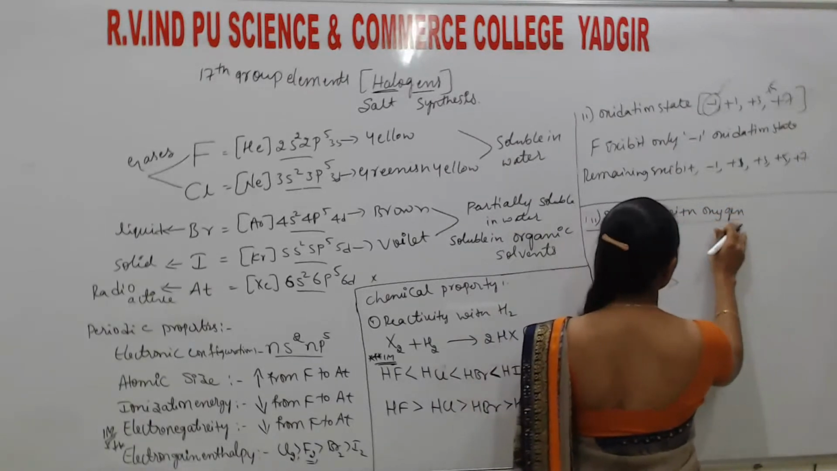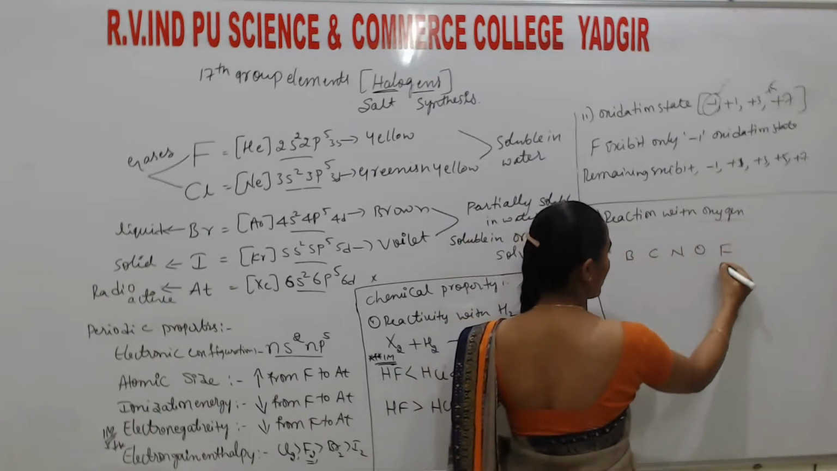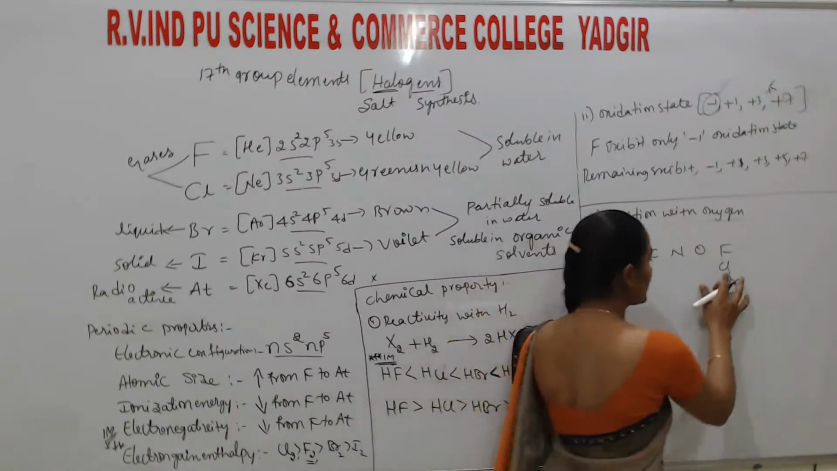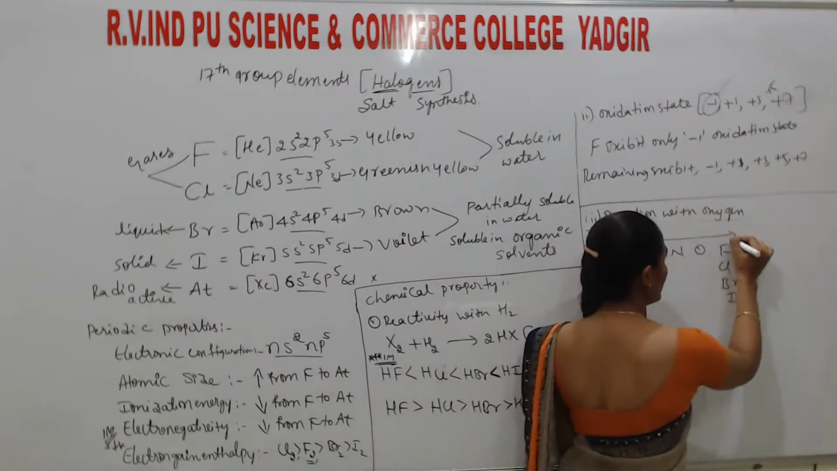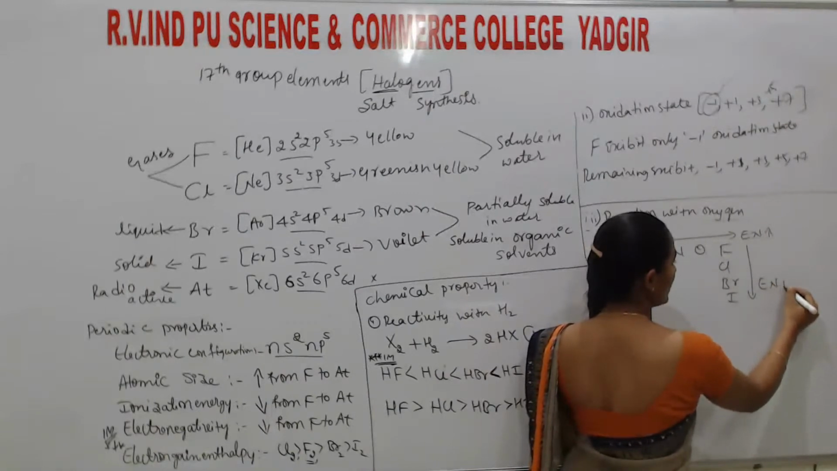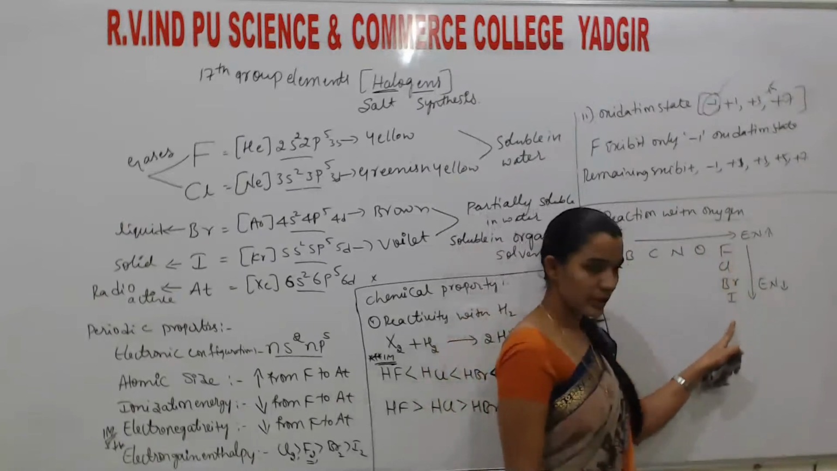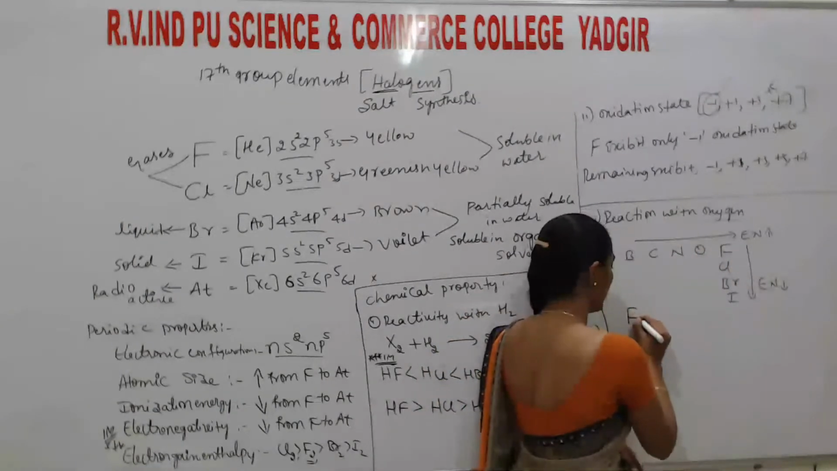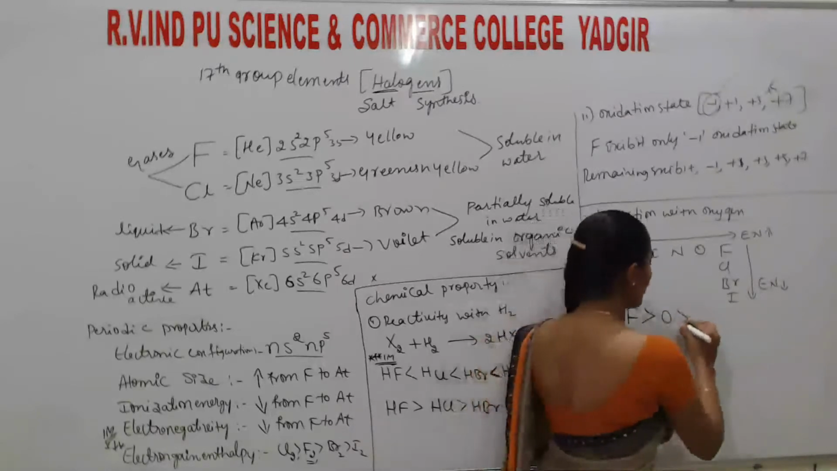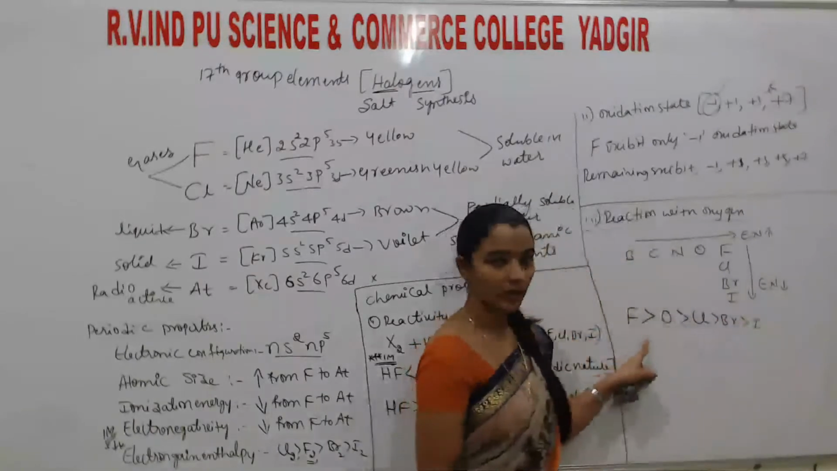Listen students, initially by explaining this, boron, carbon, nitrogen, oxygen, fluorine, chlorine, bromine, iodine, etc. Okay, this much is enough. Listen, along the period, electronegativity increases. Along the group, electronegativity decreases. Correct? So among oxygen, fluorine and all these elements, fluorine has greater electronegativity than oxygen. Oxygen has greater electronegativity than chlorine, bromine, iodine. This is the trend. Are you getting?